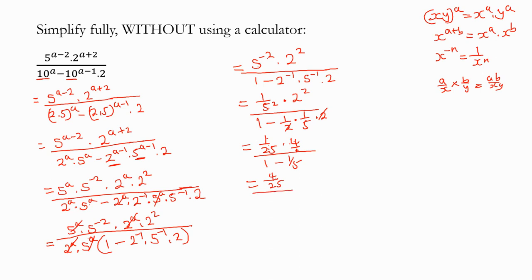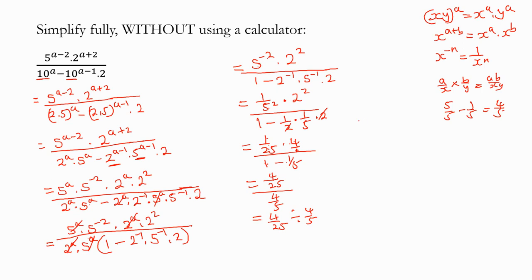Then divided by 1 minus 1 over 5, which is like 5 over 5 minus 1 over 5, isn't it? This should be 4 over 5. Okay, 5 over 5 minus 1 over 5 is equal to 4 over 5. Right, and then if we do this, we say this is 4 over 25 divided by 4 over 5. And then we flip and multiply.